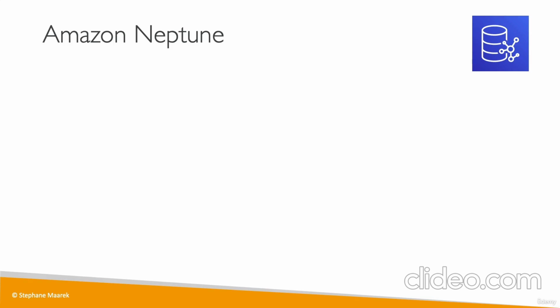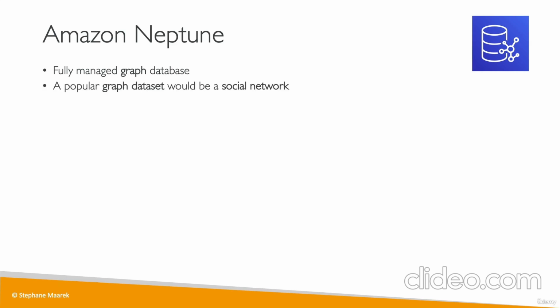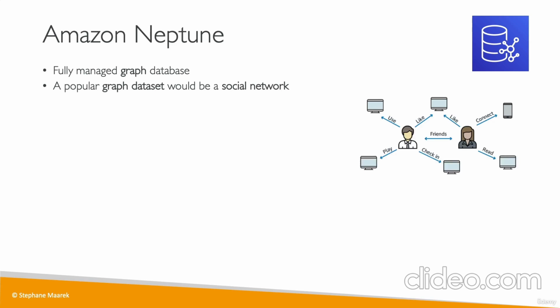Now let's talk about Amazon Neptune. Neptune is a fully managed graph database. So an example of what a graph dataset would be, for example, something we all know, which is a social network. So if we look at a social network, people are friends, they like, they connect, they read, they comment, and so on. So users have friends, posts will have comments, comments have likes from users, users share and like posts. And so all these things are interconnected. And so they create a graph. And so this is why Neptune is a great choice of database when it comes to graph datasets.